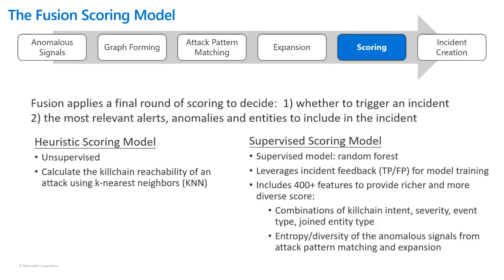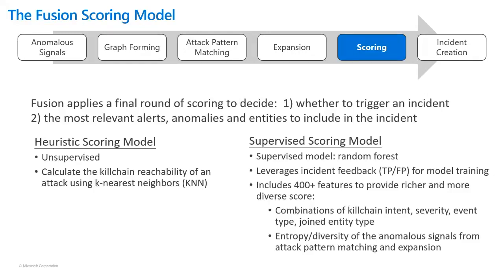The old scoring model is heuristic based. It is an unsupervised model, and we use KNN, K nearest neighbors, to calculate the kill chain reachability. That basically includes the reachability within the subgraph. The model also looks at how likely it is to reach high value assets or the known compromised entities, as well as how likely it is to reach other potential attacks, etc. The old scoring model is working pretty well, but we think we can make it better.